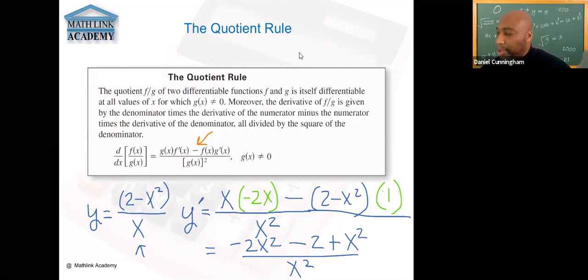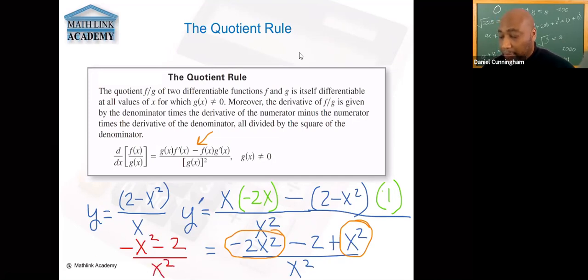Now I think you see in the numerator, see if you can simplify it. We have like terms: a negative 2x squared, and also an x squared. So you just add those together. Let me write it over here so you can see the final answer. I'm going to write the final answer in red, and it will be a negative x squared minus 2, over x squared. And that would be my y prime.